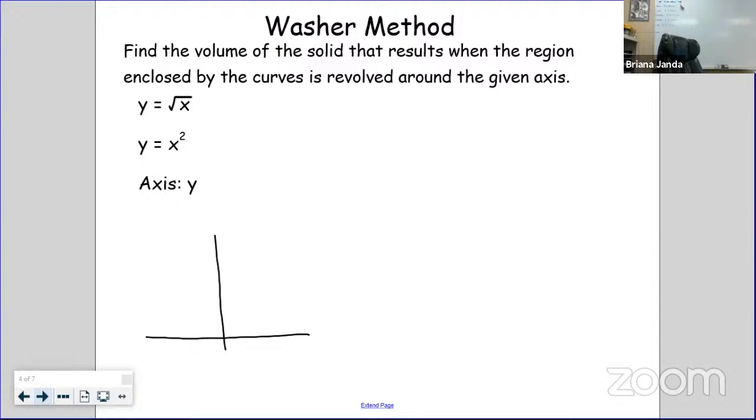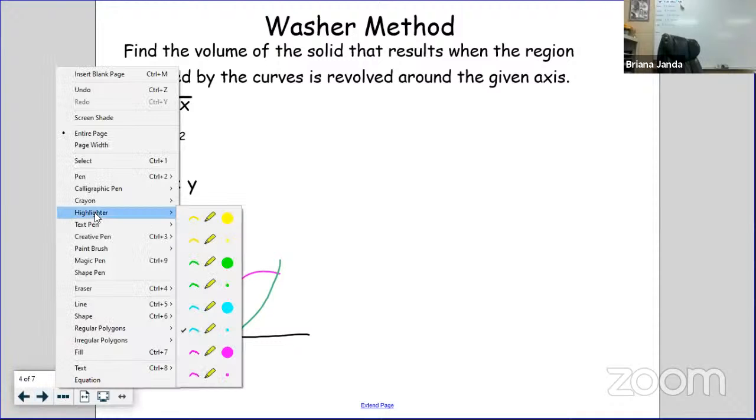Okay, as we are doing this, our square root of x looks something like that. Our x squared, a different color here so we can distinguish the two, would look something like that. And we are revolving around our y-axis this time. So first of all, if they say that we're revolving around our y-axis, okay, what does that kind of tell you about what we need to do with our equations?